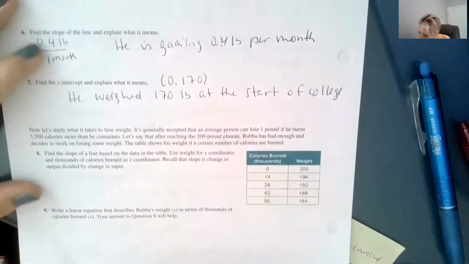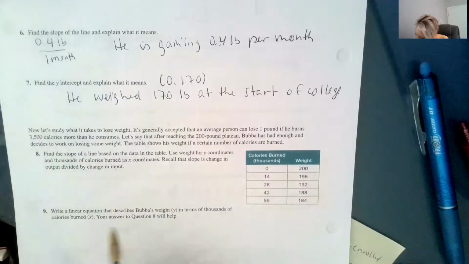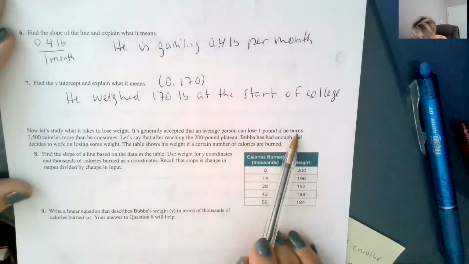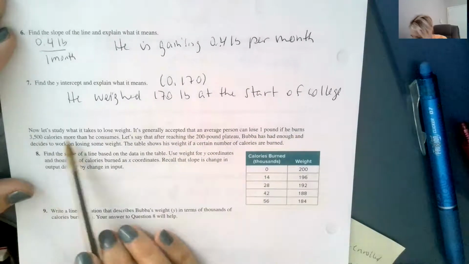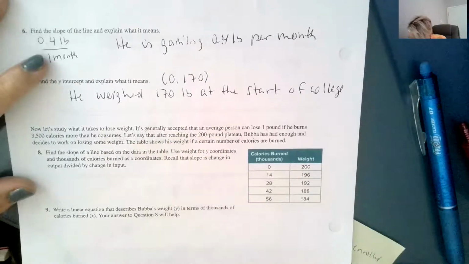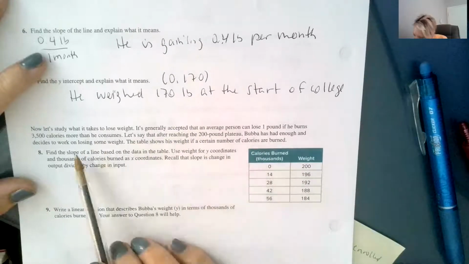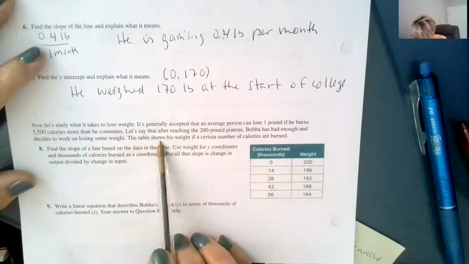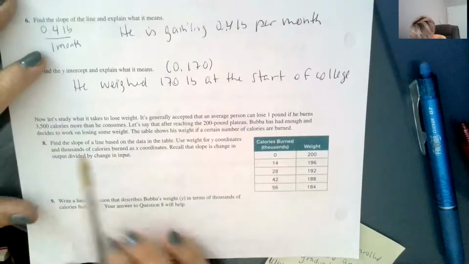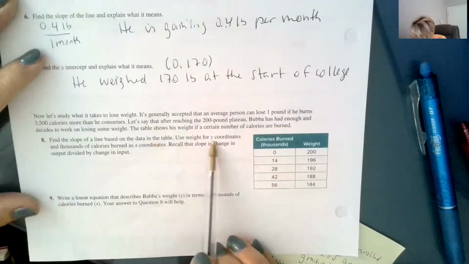It says, now let's study what it takes to lose weight. It's generally accepted that an average person can lose 1 pound if he burns 3,500 calories more than he consumes. Let's say that after reaching the 200-pound plateau, Bubba has had enough and decides to work on losing some weight. The table shows his weight if a certain number of calories are burned. Find the slope of a line based on the data in the table. Use weight for y coordinates.